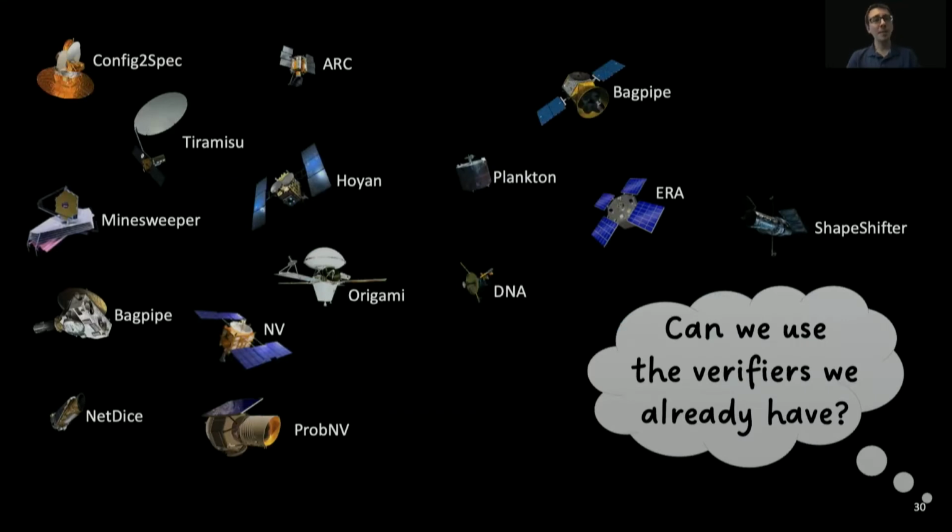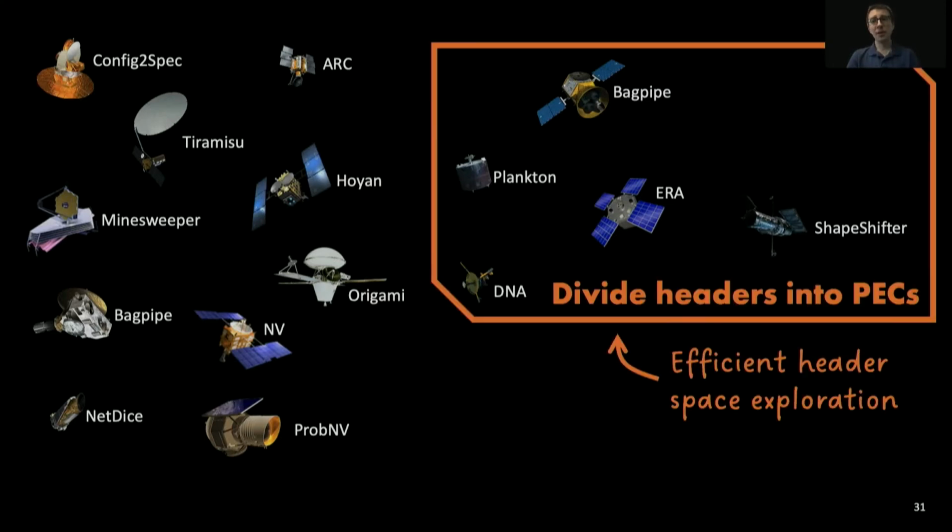Now, at this point, you may be thinking, Aaron, there are already so many network verifiers. Can we just use what we already have? The short answer is yes. Some verifiers are very efficient at exploring the header space because they divide the header space into packet equivalence classes, or PECs. All packets whose headers fall within the same equivalence class will traverse the same forwarding path.